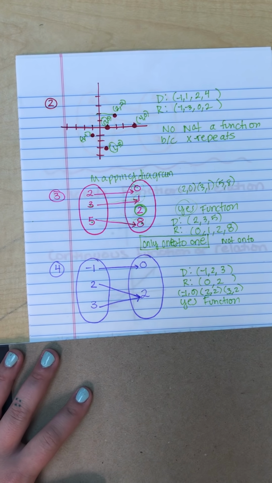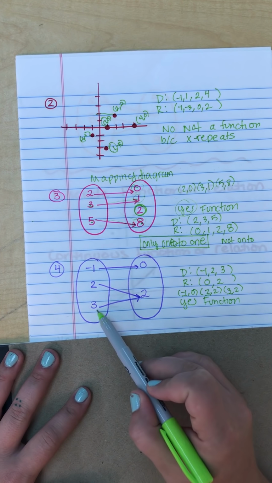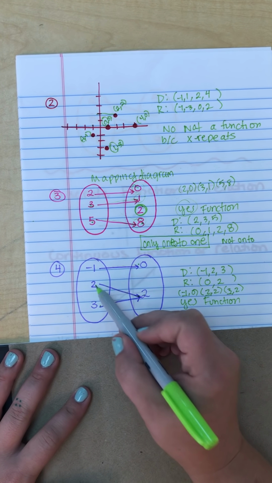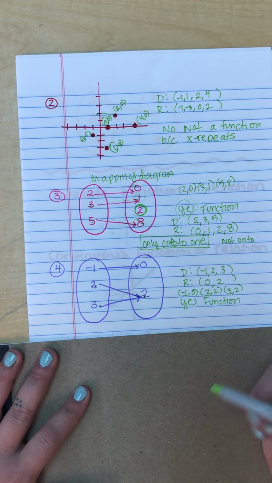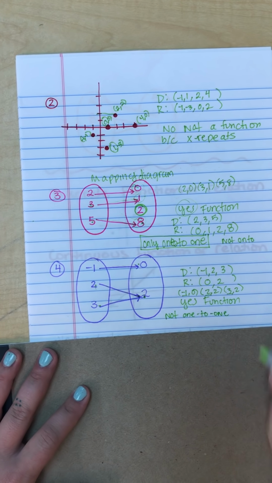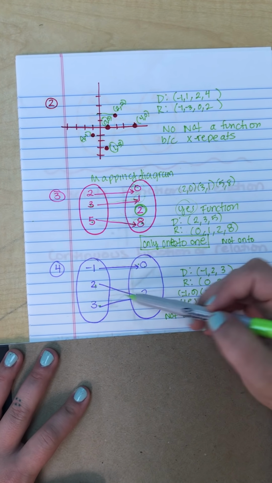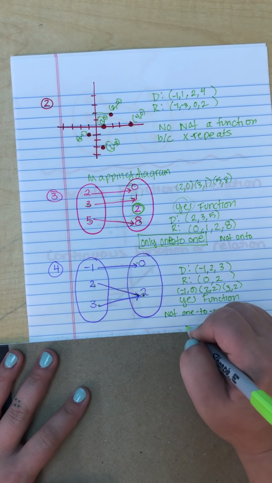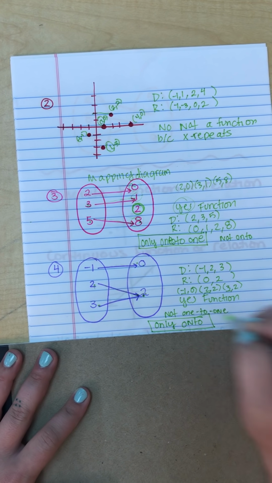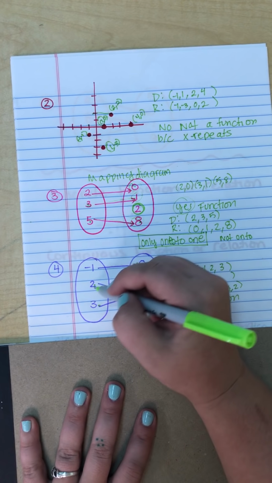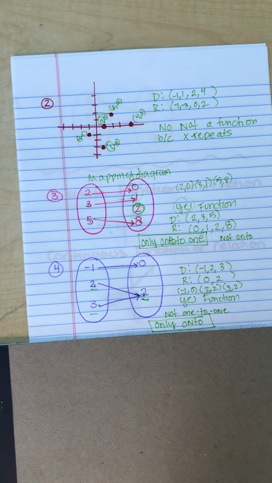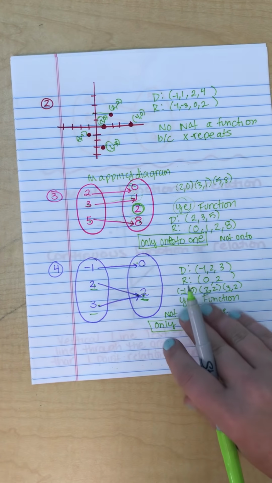Is it 1-to-1, onto, both, or neither? Well, in this case, every x value has a y value, but if you notice, these two x values go to the same y value. So that makes it not 1-to-1. But does every y value have an x value associated with it? Yes, so that means it is onto. So it is only onto. Because these two x values share a y value, it is not 1-to-1, since they don't have different y values.